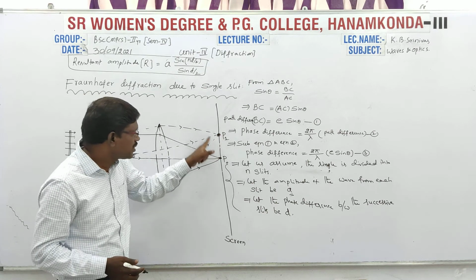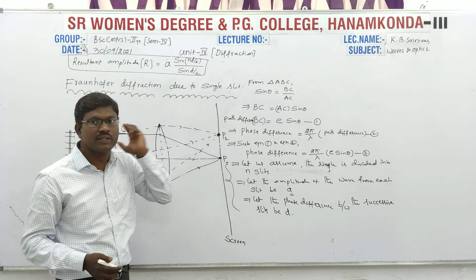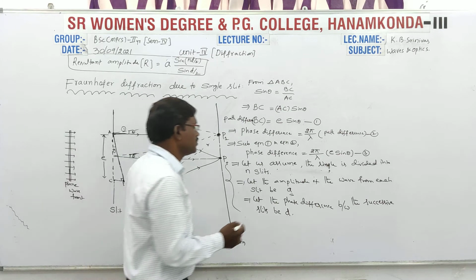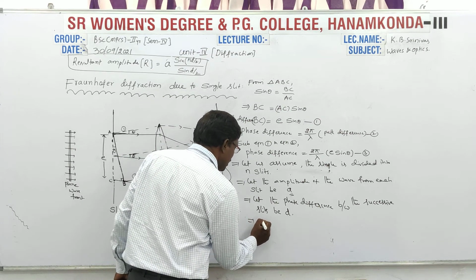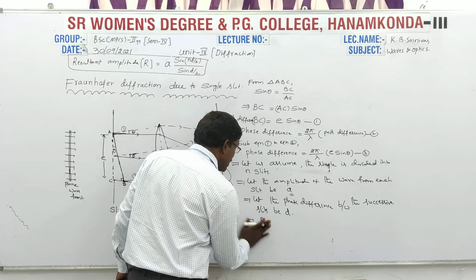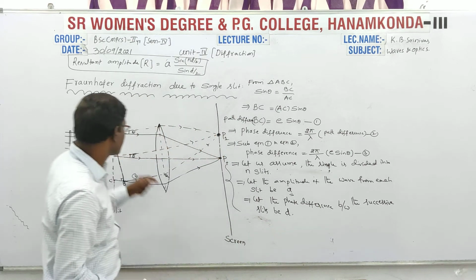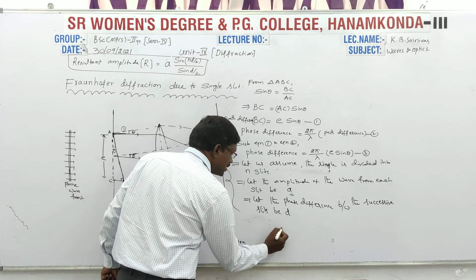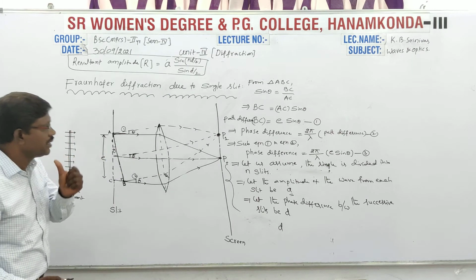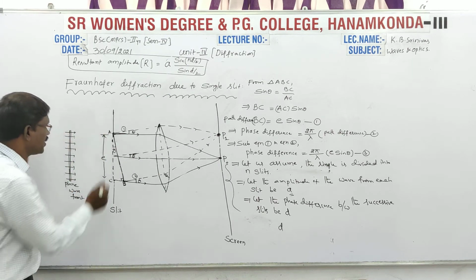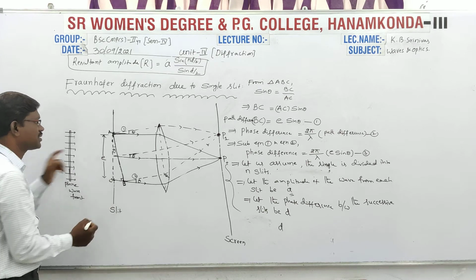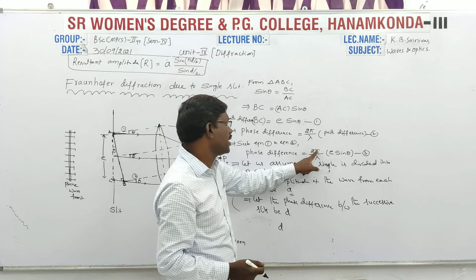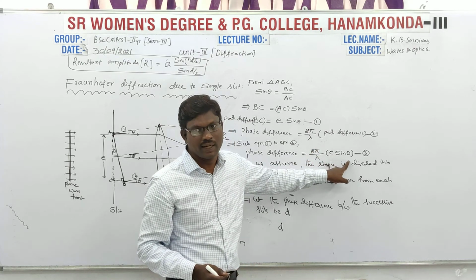Is that clear? I want to calculate the resultant amplitude at P1. So how do we calculate the resultant amplitude? What is the phase difference between the successive slits? The phase difference between the successive slits I have already assumed as d. But we have already calculated the phase difference between the first and the last slits, as how much? 2 pi by lambda into e sin theta.